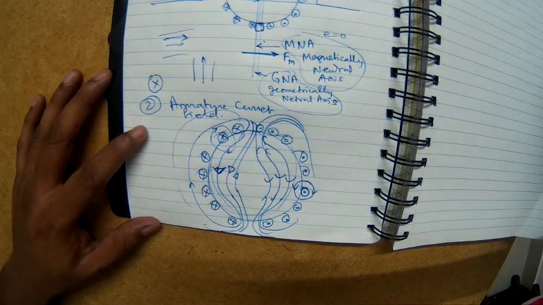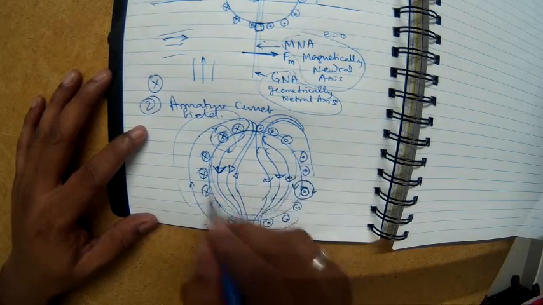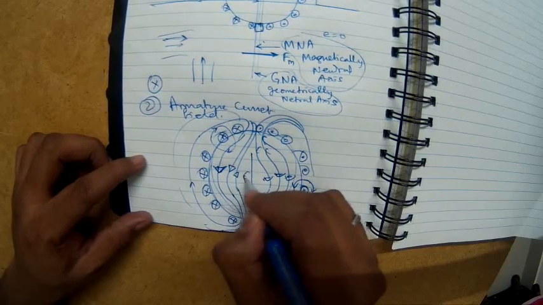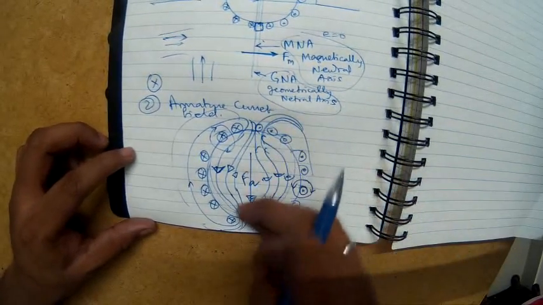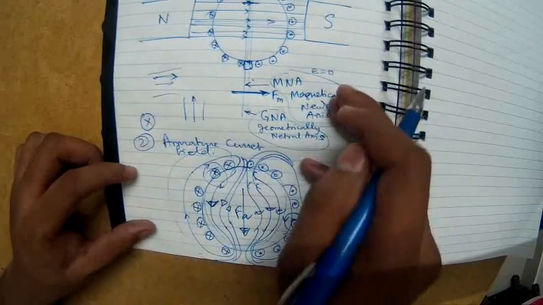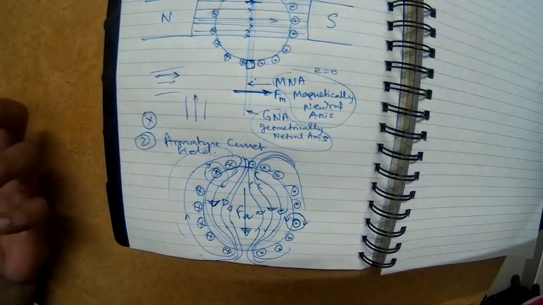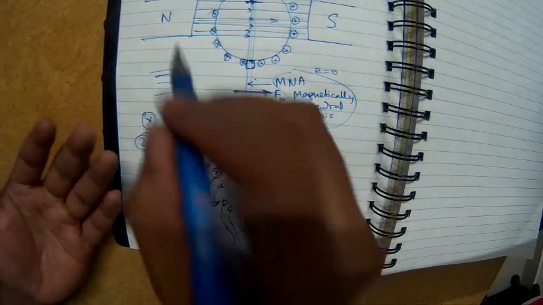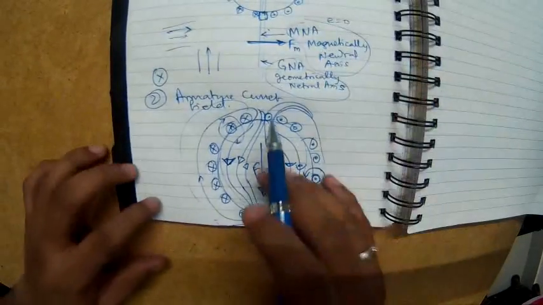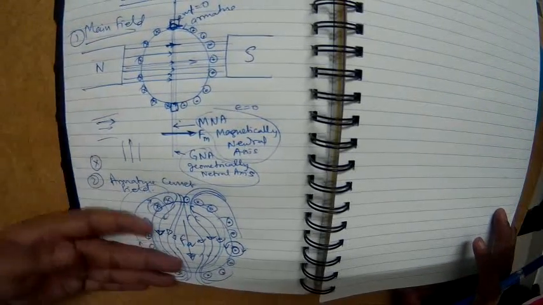So in effect, if I want to represent it using one resultant force or as a resultant vector, this will be Fa. So Fa is downwards from top to bottom, whereas Fm is from left to right. At any point of time, both exist. In this drawing we just draw only the main field, in this drawing we just draw only the armature current, but both together exist. So let me draw the third diagram where I do the combination of these two.